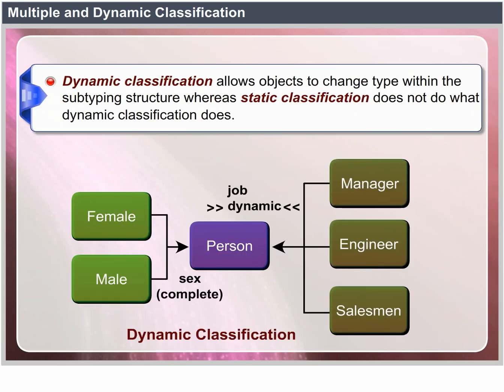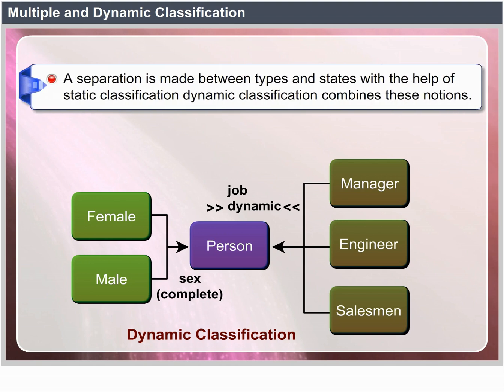Dynamic classification allows objects to change type within the subtyping structure, whereas static classification does not. A separation is made between types and states with the help of static classification. Dynamic classification combines these notions. The diagram shows an example of using dynamic classification for a person's job, which of course can change.